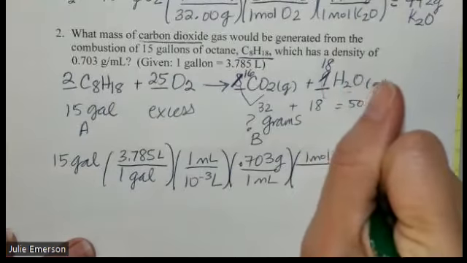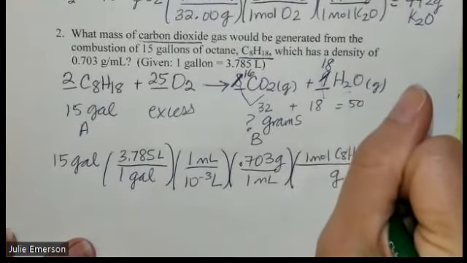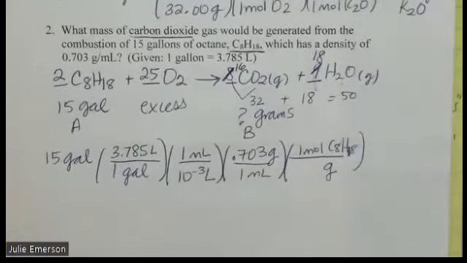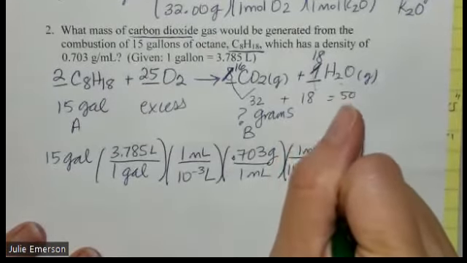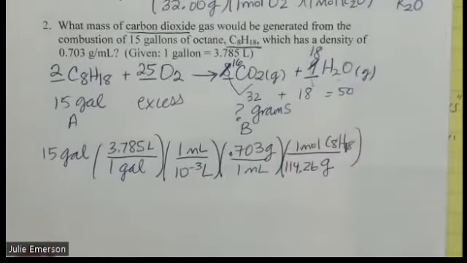All right, so I'd have to go to my periodic table. That's supposed to be a 1. All right, add 8 carbons at 12.01 apiece. Sorry, 12.01 times 8. And then the 18 hydrogens would be 18.18. So I have 114.26 grams per mole. That's my molar mass.